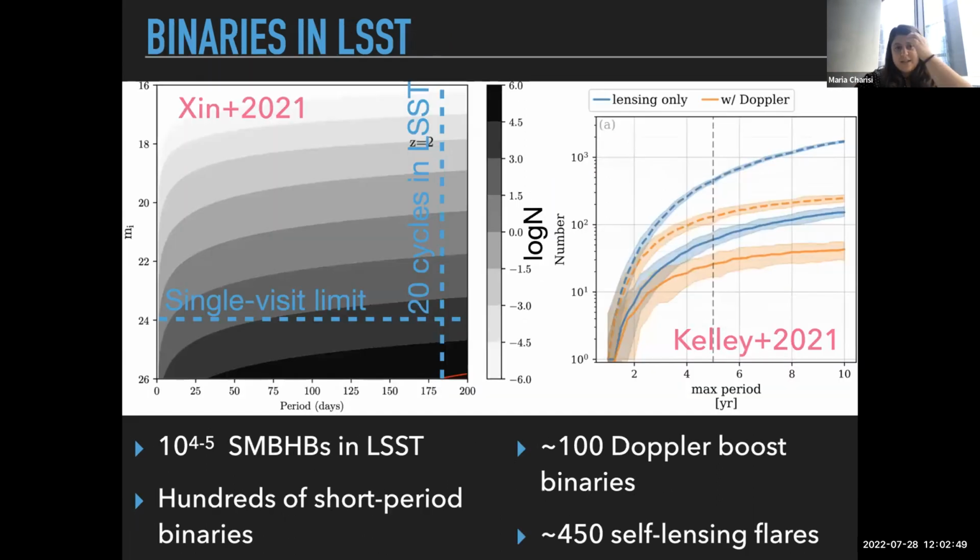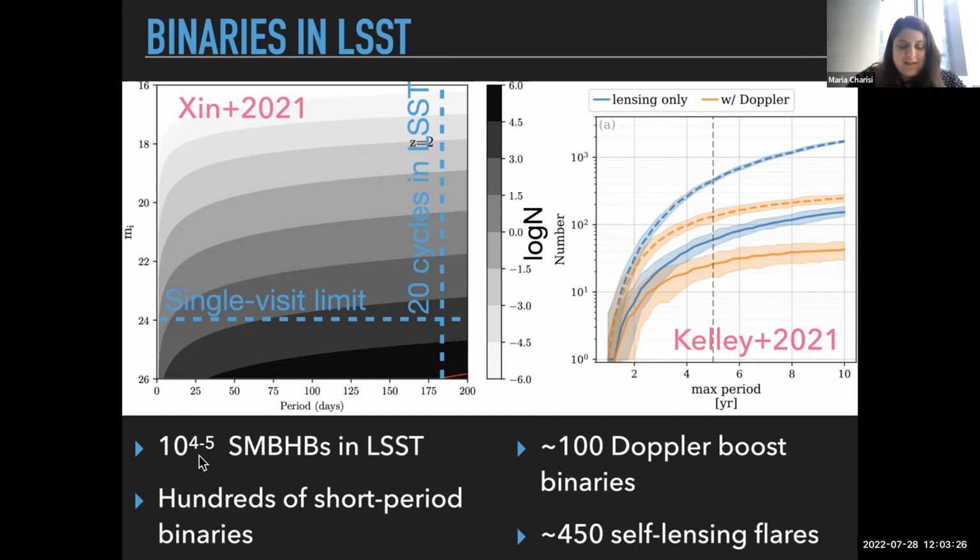And of course, LSST is very exciting for finding quasars with periodic variability, both because the number of AGN that we will detect is very large, and also because the quality of the data is better than the current time domain surveys. There are some theoretical models that predict how many binaries we should expect in LSST. For example, this model by Chen predicts that we should be finding tens of thousands, if not hundreds of thousands, of binaries.